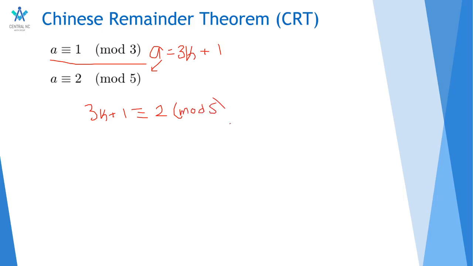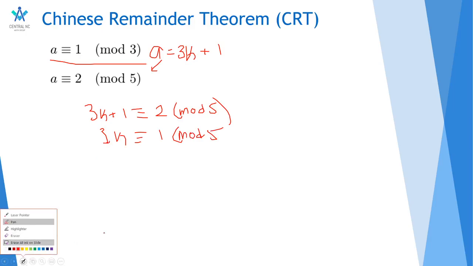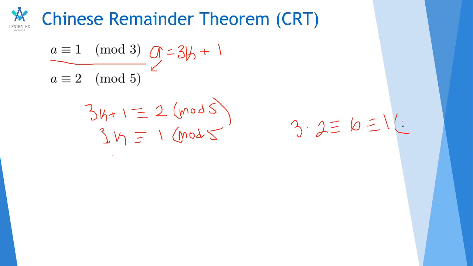All right. Now we can actually solve for k here. Subtract both sides by 1, and we get 3k is congruent to 1 mod 5. Now, we know that we can take the modular inverse from part 2 of this lecture series to isolate k. And we know that the modular inverse of 3 modulo 5 is 2, since 3 times 2 is congruent to 6, which is congruent to 1 modulo 5.